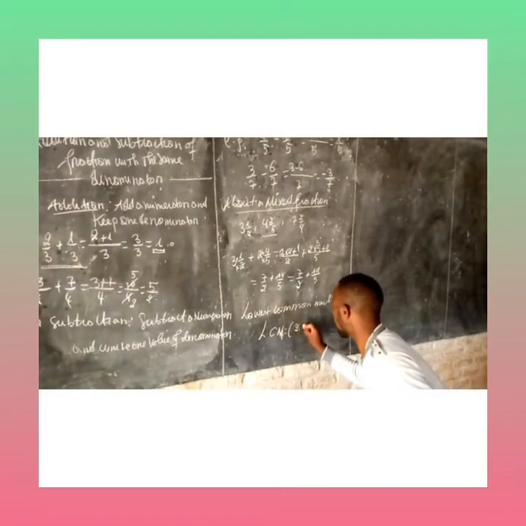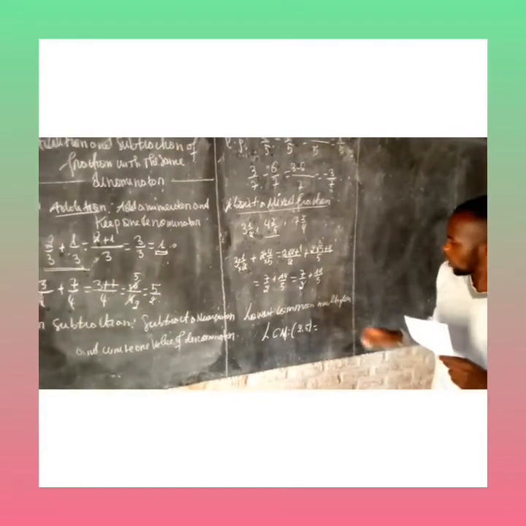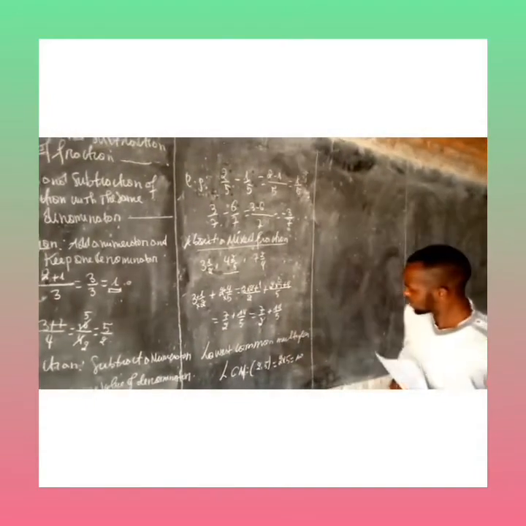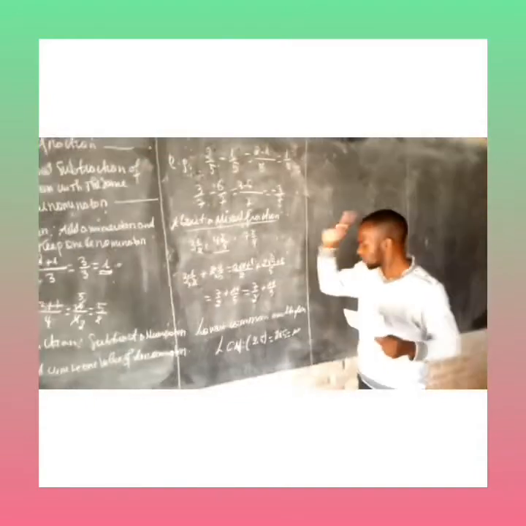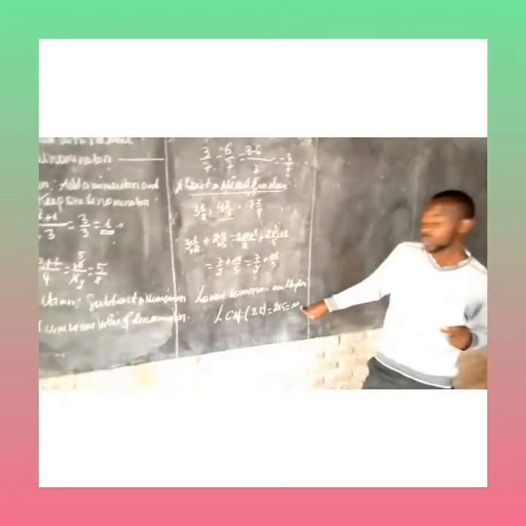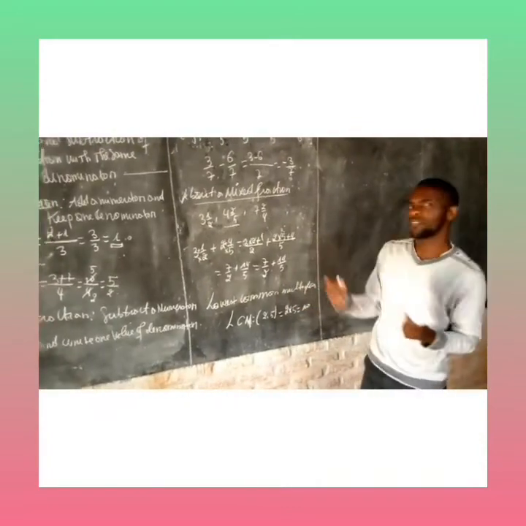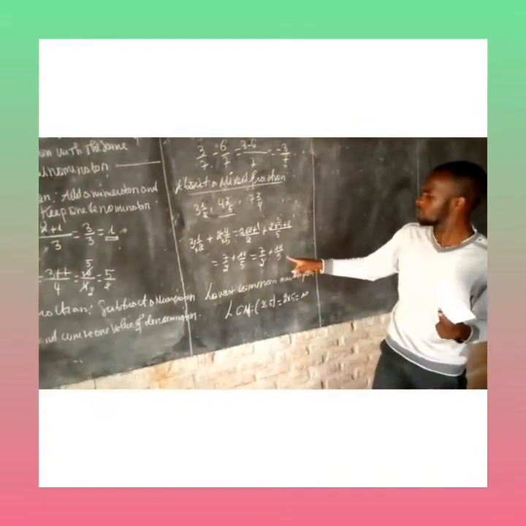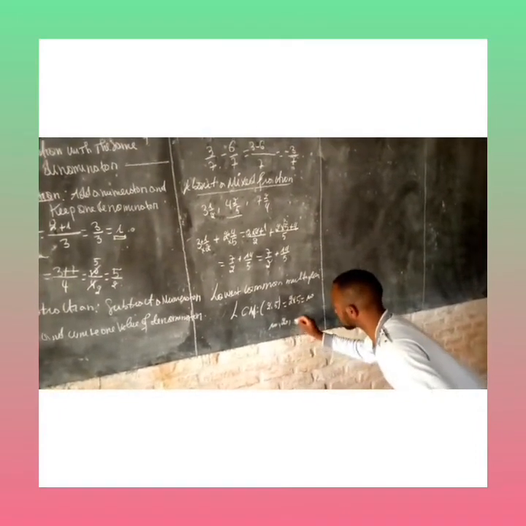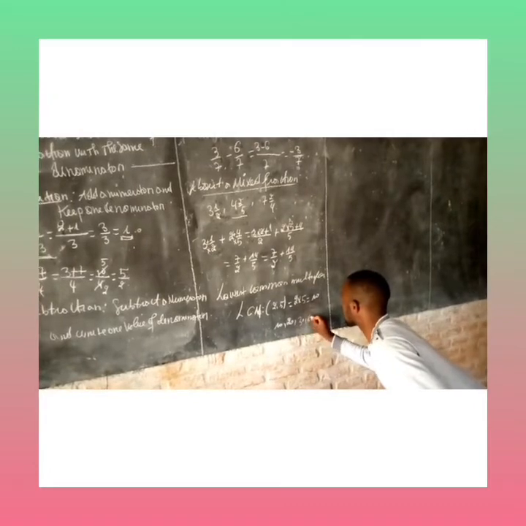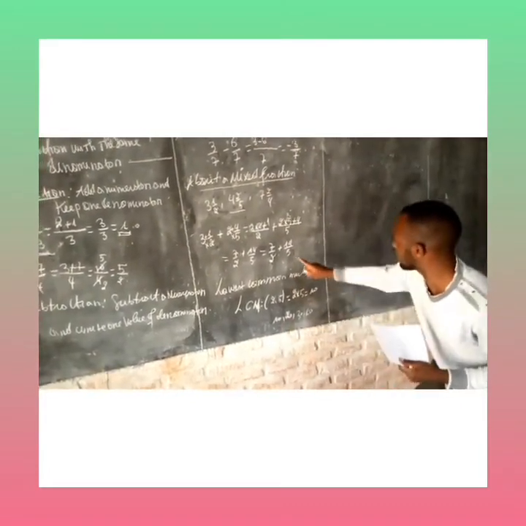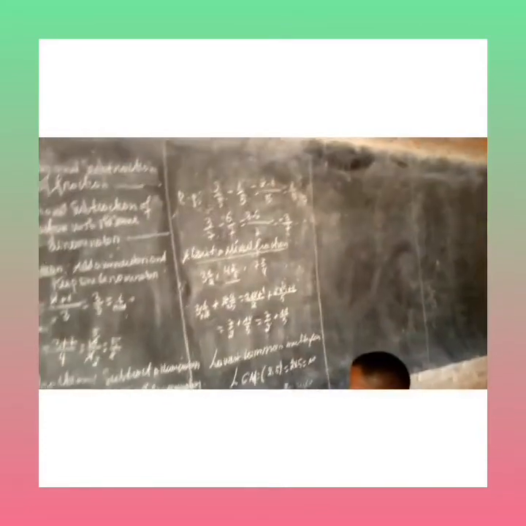The LCM of 2 and 5 is equal to 2 multiplied by 5, which is equal to 10. This means that the lowest value which can be divided by 5 and 2 is 10. Here we have different possible values which can be divided by 5 and 2: you have 10, 20, 30, 60, and so on. The lowest value is 10.